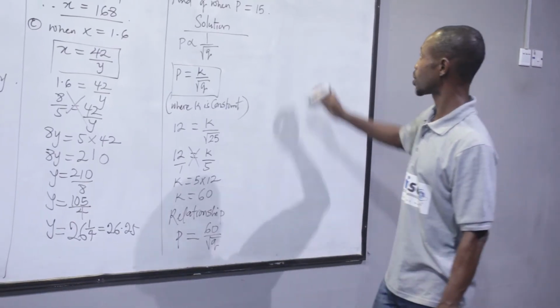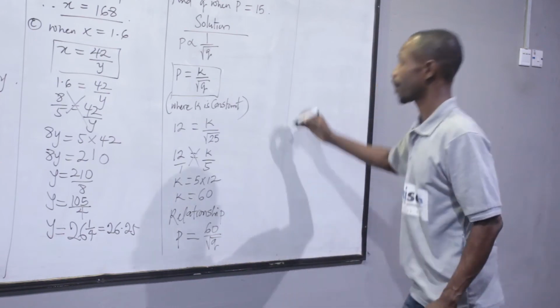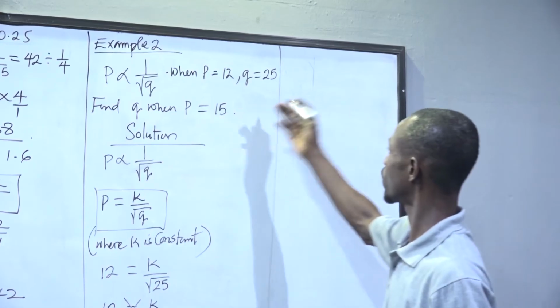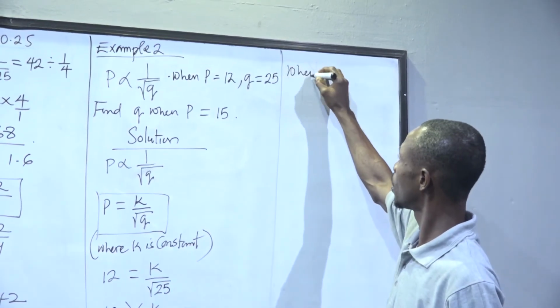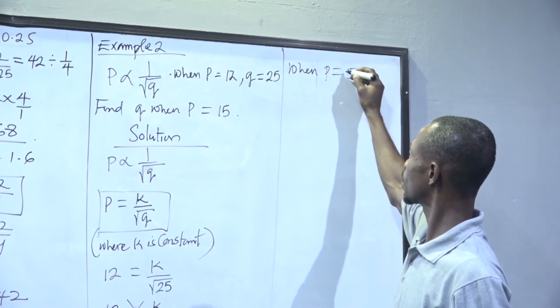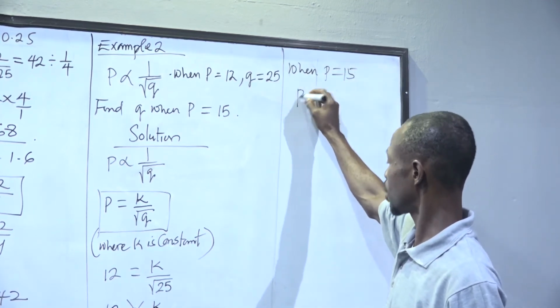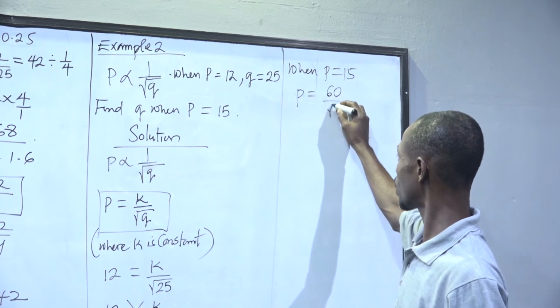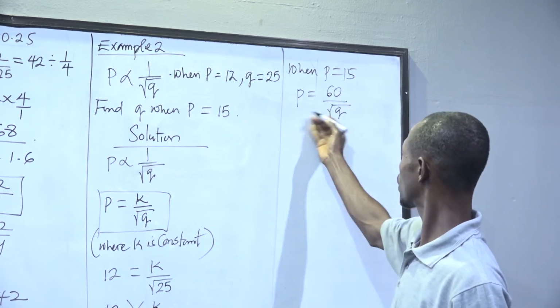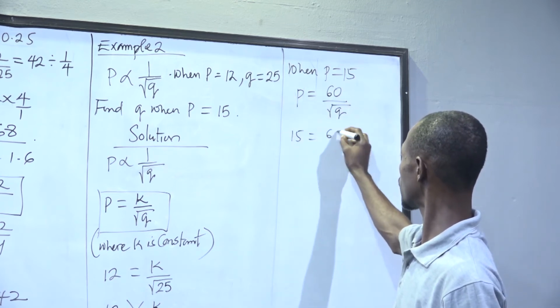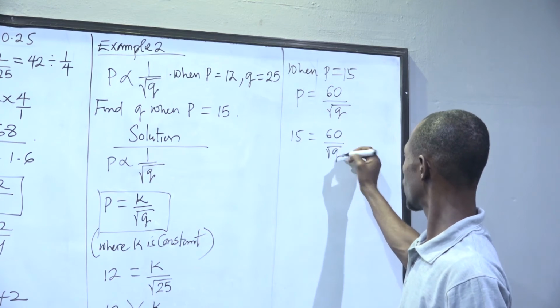Then we can answer the question. What are we going to have here? Find Q when P is 15. So when P equals 15, we go to the equation P equals 60 all over root Q. That will give us 15 equals 60 all over root Q. What do we do?